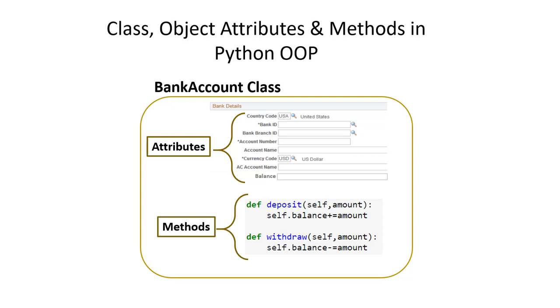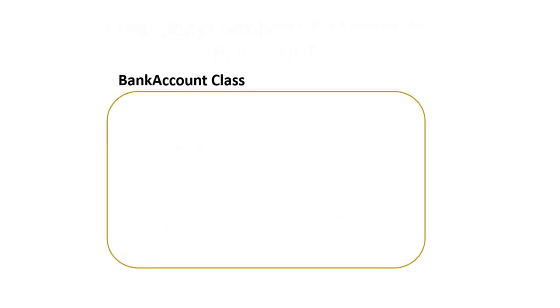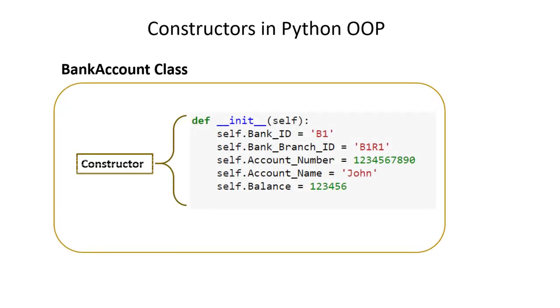Let me take you through a special method in object-oriented programming, which is called a constructor. As you see here, a constructor is also a method, but a very special one. Starting with its naming convention, it has its own characteristics to define a class and an object. A constructor is a method whose name starts with a double underscore, followed by init, and ends with a double underscore. The speciality of this constructor method is that it will be implicitly invoked when a class is instantiated or when an object is formed.